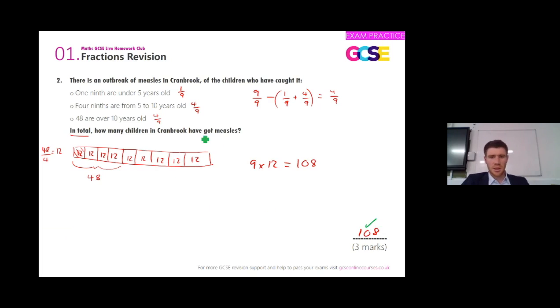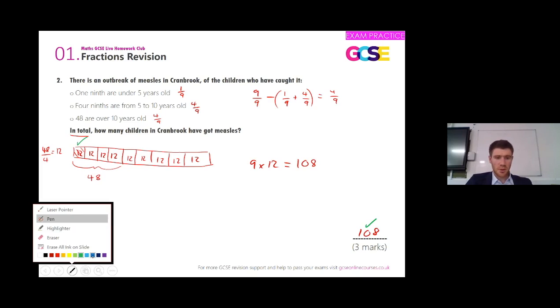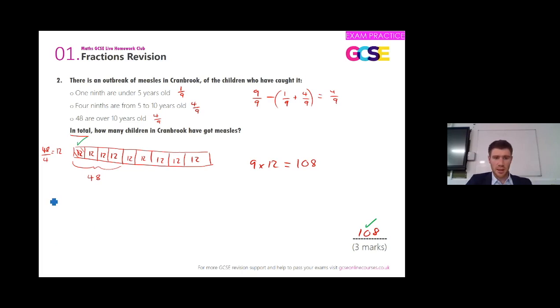Where's our process? First thing for identifying the 12 children being 1/9. So identifying 1/9 of something. You can use a bar, or you could have just divided down. So without using our bar, potentially we might want to consider some working out like this, which will be useful for a question later on.